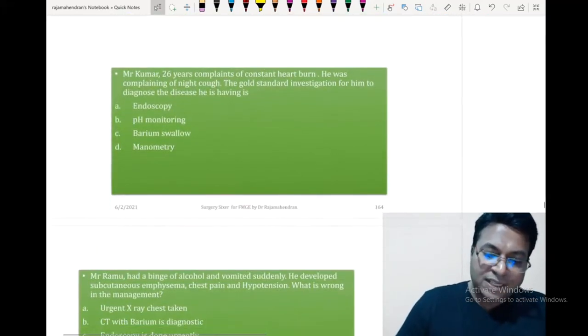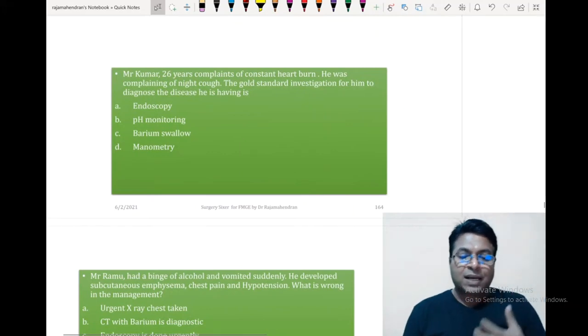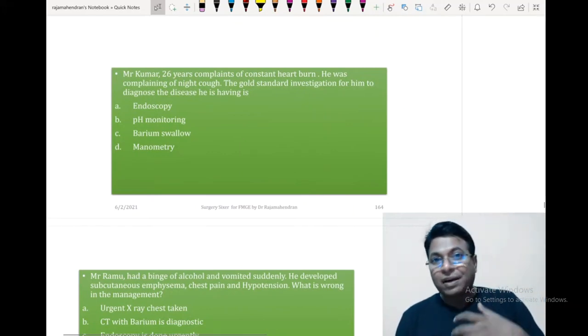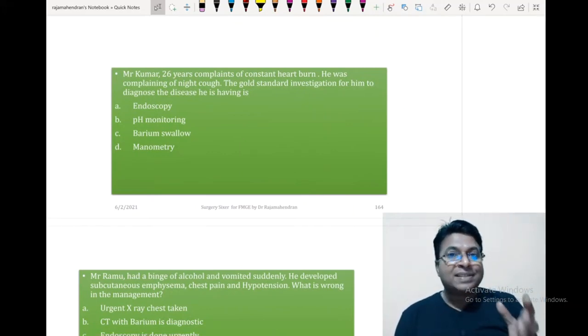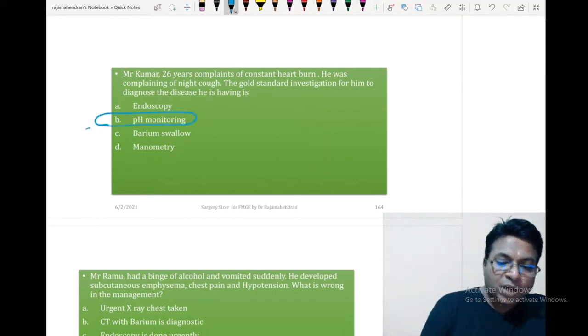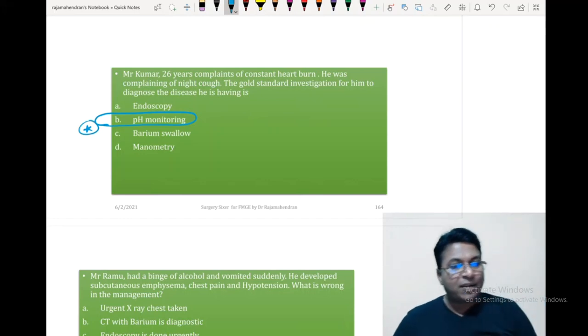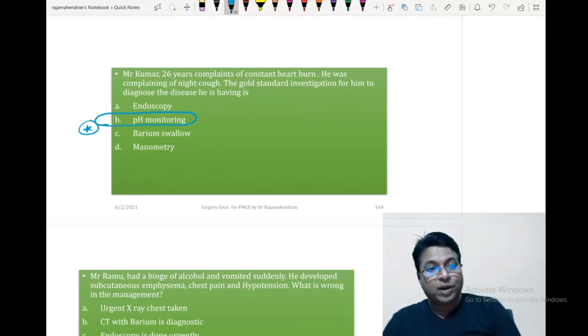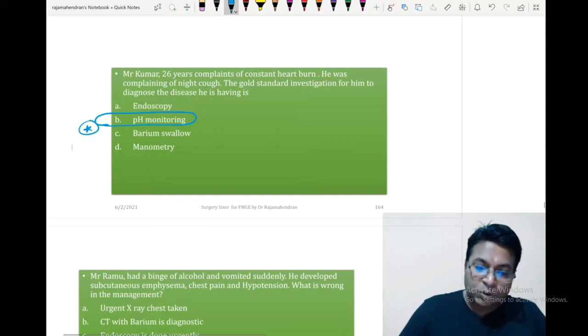Mr. Kumar, 26 years, complains of constant heartburn. He was complaining of night cough. The gold standard investigation to diagnose the disease is pH monitoring. Please don't forget, it is pH monitoring we have to do for this case. So 24 hours ambulatory pH monitoring is the best investigation to diagnose this GERD.